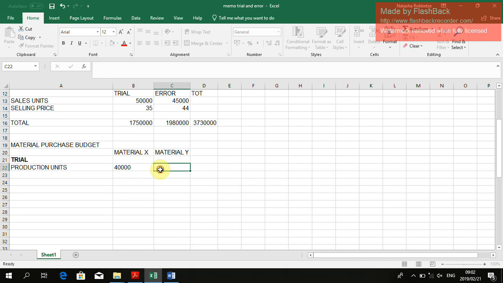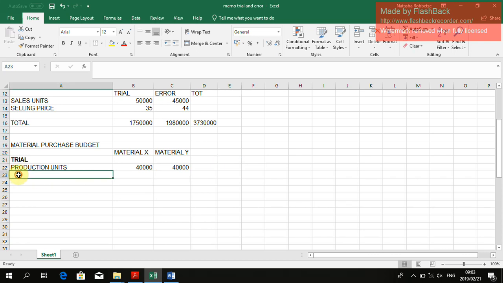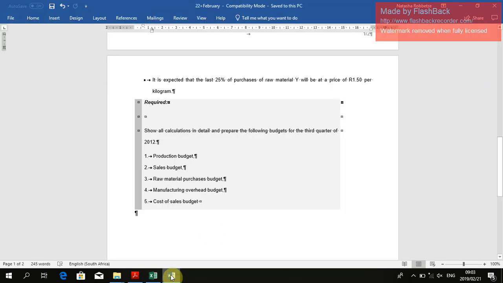You will find that I fill that out under both columns because that will be 40,000 units of material X and 40,000 units material Y. So that's important that we have enough material of both types of material to produce these units. Then I'm going to look at the input unit, and that information I will find in my second summary.